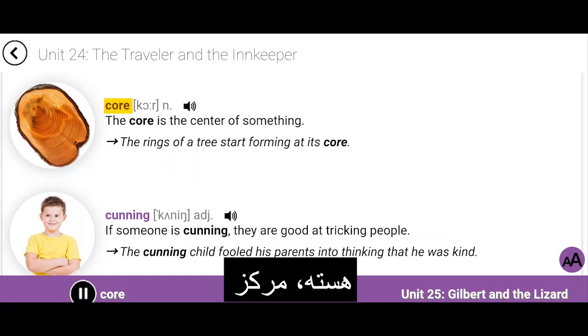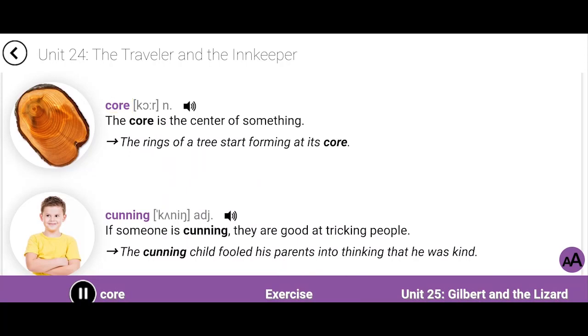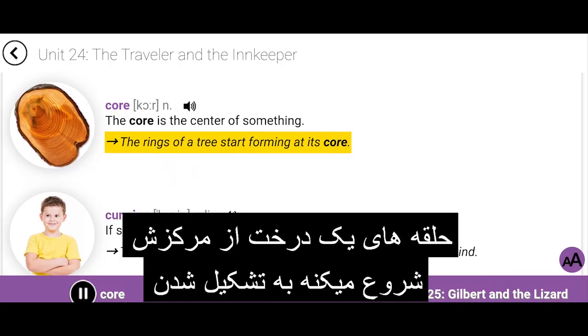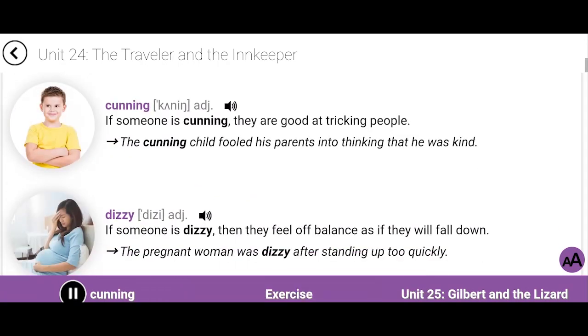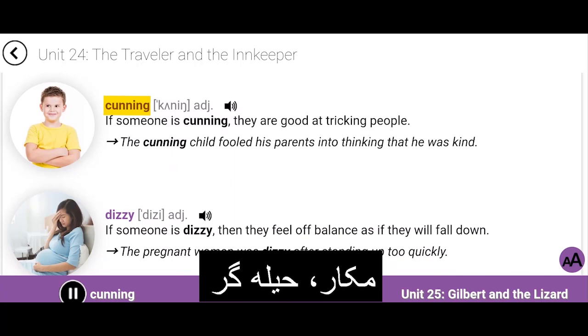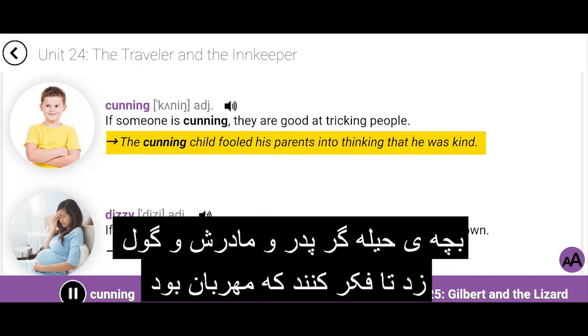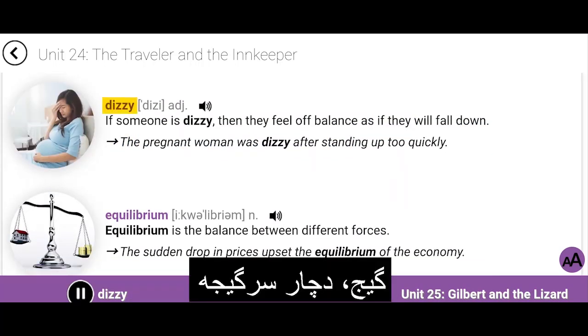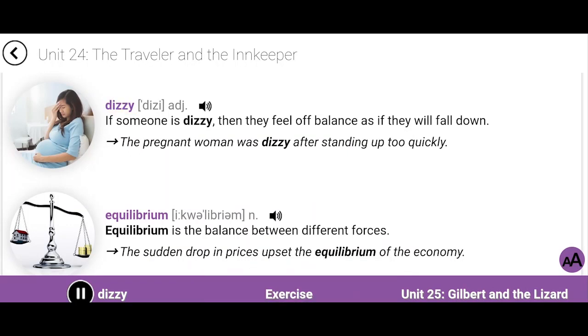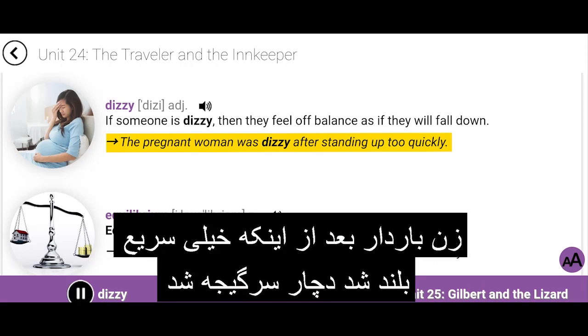Core. The core is the center of something. The rings of a tree start forming at its core. Cunning. If someone is cunning, they are good at tricking people. The cunning child fooled his parents into thinking that he was kind. Dizzy. If someone is dizzy, then they feel off balance as if they will fall down. The pregnant woman was dizzy after standing up too quickly.